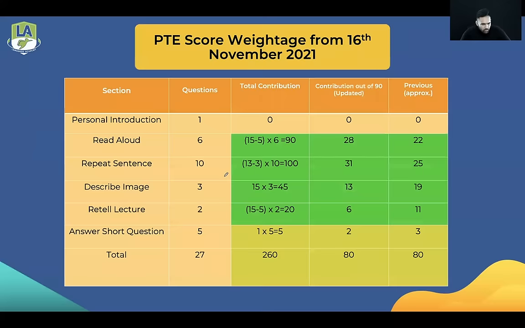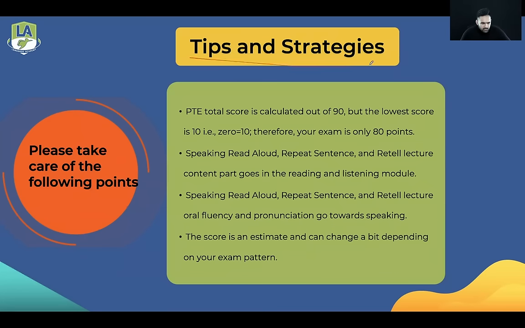All right, what I've got is tips and strategies, especially the marking criteria. Remember this thing, your PTE total score is calculated. This is going to be a bit complicated. Excuse me if you don't understand it, but I'm trying my best to help you with how to calculate everything. PTE total score is calculated out of 90.